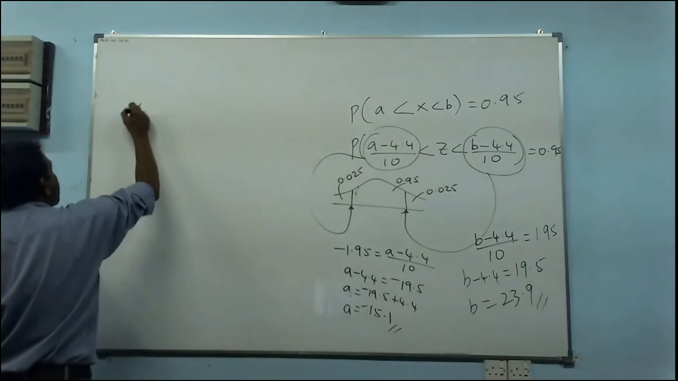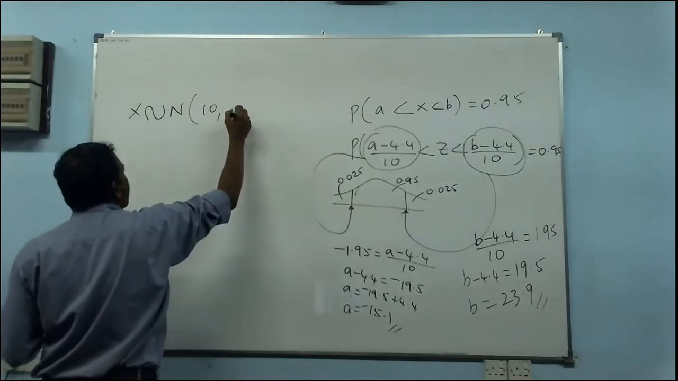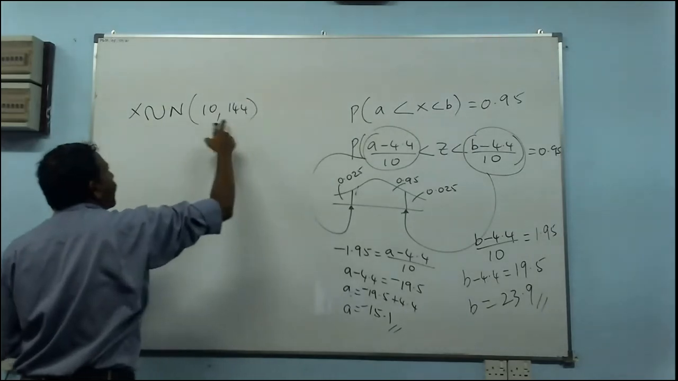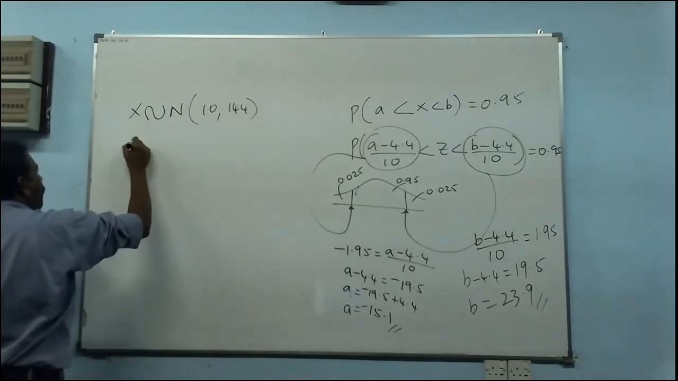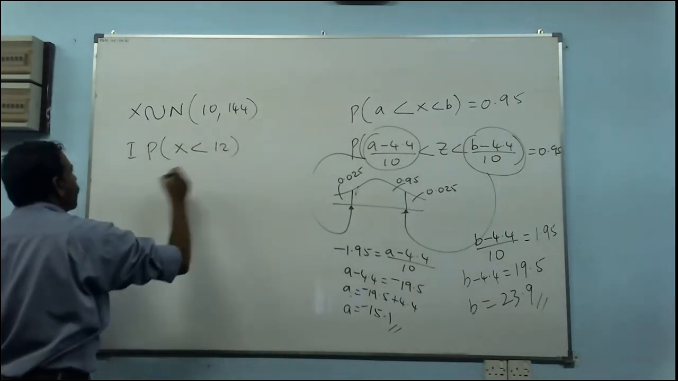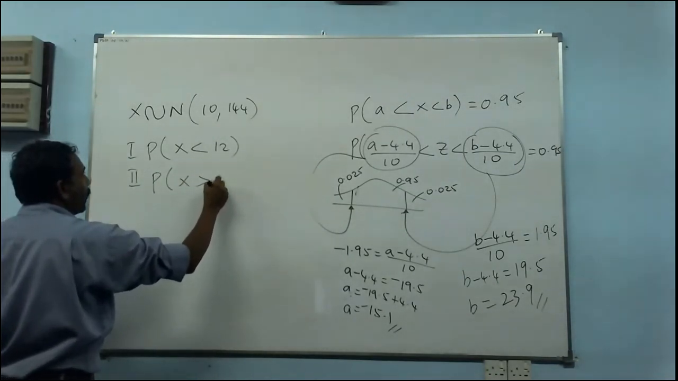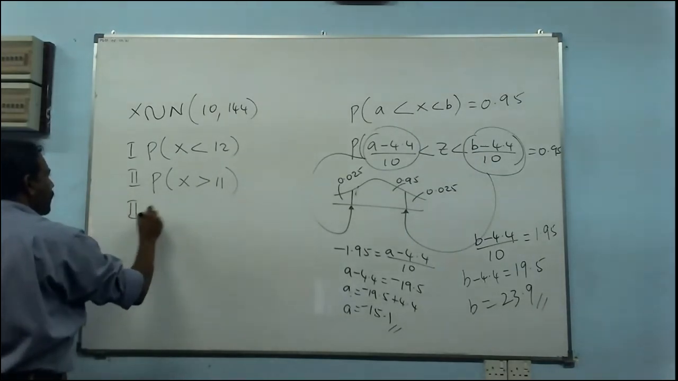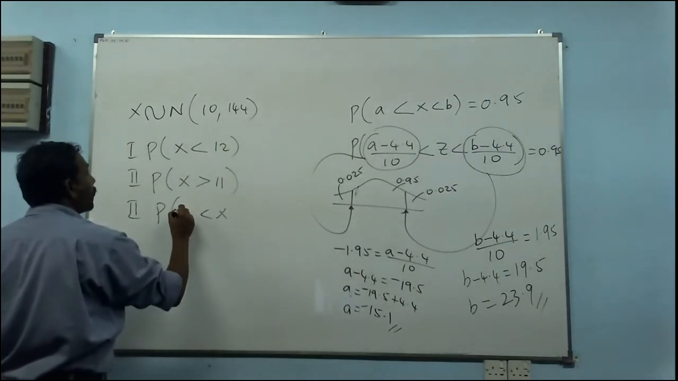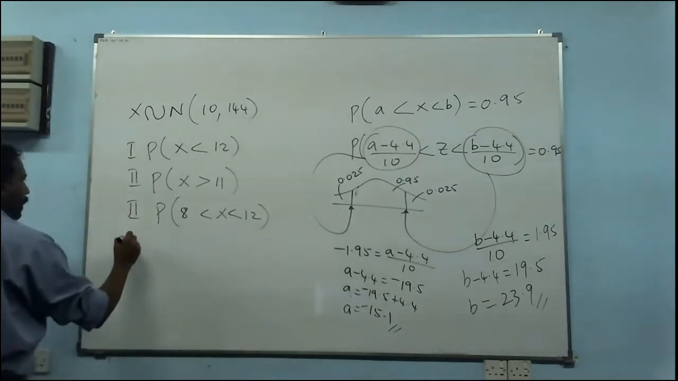X is distributed normally with a mean of 10 and a variance of, let's say, 144. This is the mean, this is the variance. Find the probability X is less than 12. Find the probability X is greater than 11. Find the probability X is in between 8 and 12.